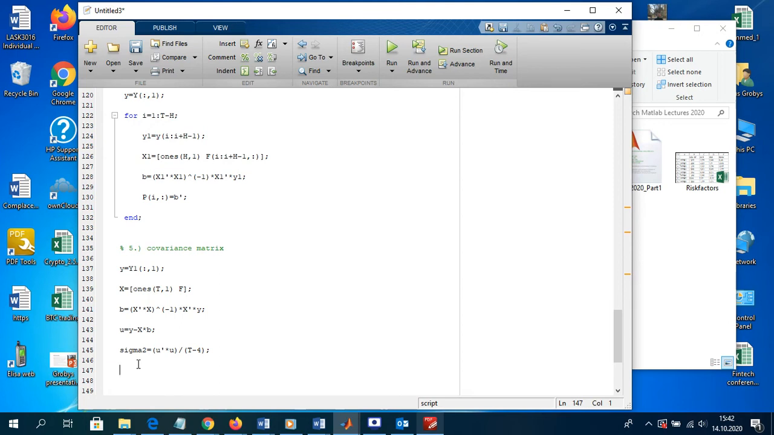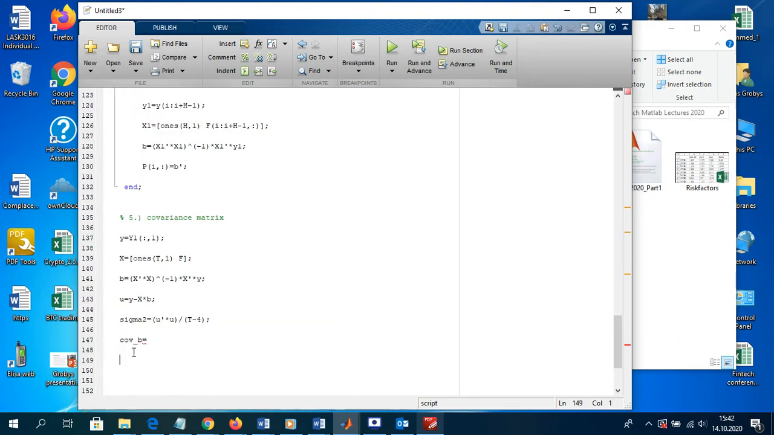And now we can estimate the covariance for our point estimator beta, which is denoted here as cov_B, the covariance for B, which is sigma squared, or sigma2, our residual variance, times X transposed times X inverted.